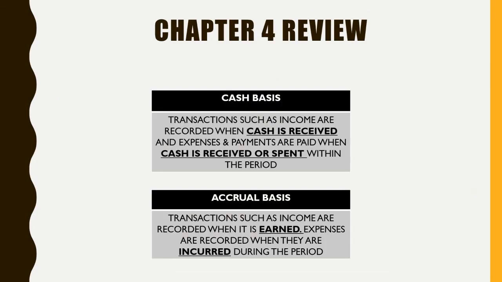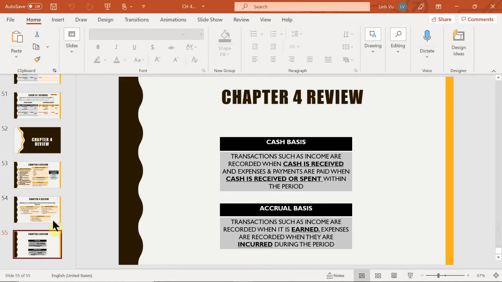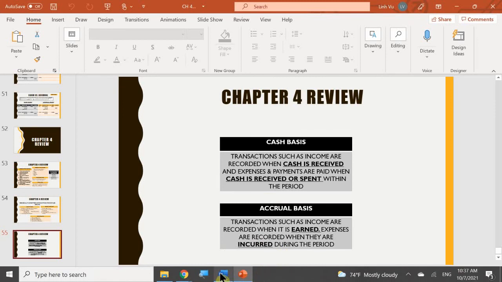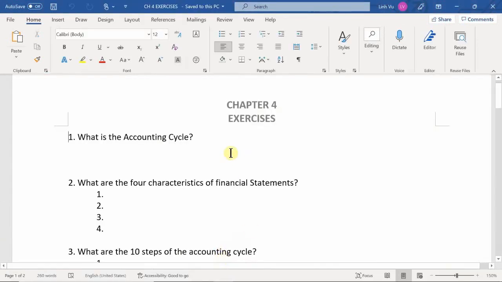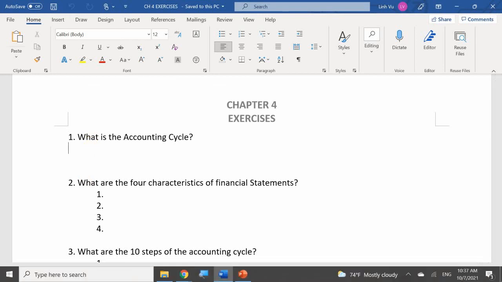And then last but not least, we talked about the difference between a cash and an accrual type basis. So let's go ahead and dive right into the chapter 4 exercises. Okay? All right. Number 1, what is the accounting cycle?